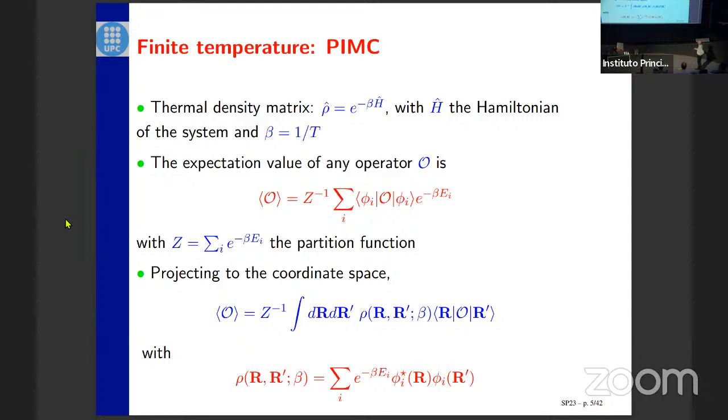Okay. Then if you are able to access this, every expectation value, as you know from statistical mechanics, can be solved in this way, where Z is the partition function. If you project in the coordinate space this equation, you can get this expression here, in which appears this term, which is the spatial representation of the density matrix, written in the basis of the Hamiltonian. So the idea is that you need to calculate this density matrix, or to have an estimation of it, and then sample any operator through this relation.